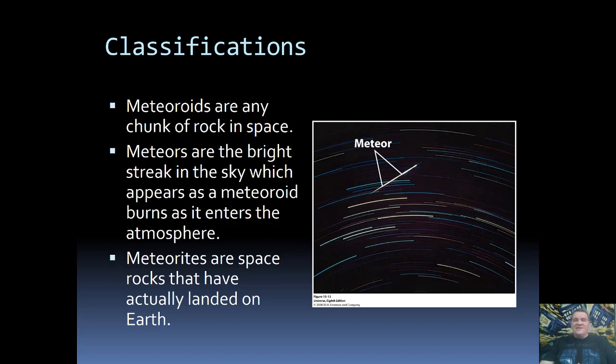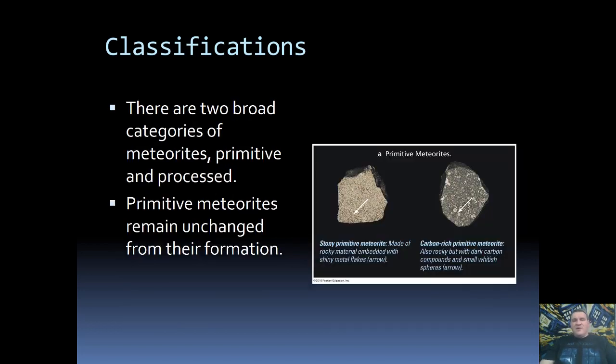And a meteorite is a piece of space rock that has actually fallen to the Earth so that we can pick it up. Okay, so it's a meteoroid in space, a meteor through the atmosphere, and a meteorite when it's hit the ground. As we look at meteorites, these lumps of space rocks, we put them into two broad categories.